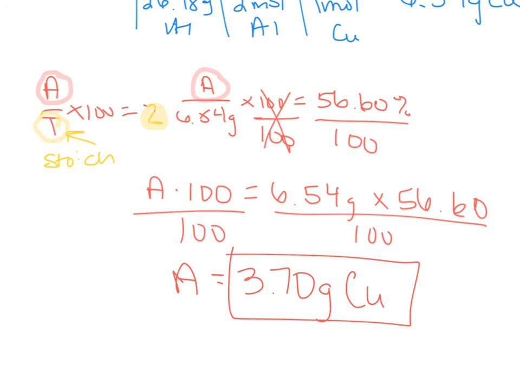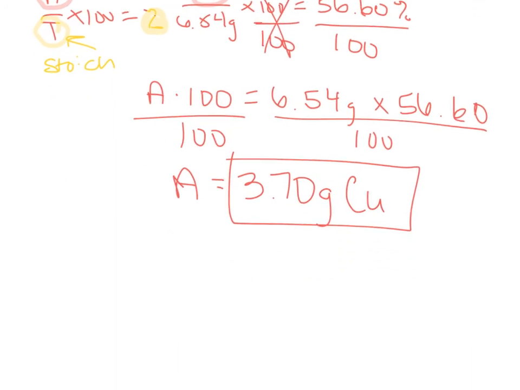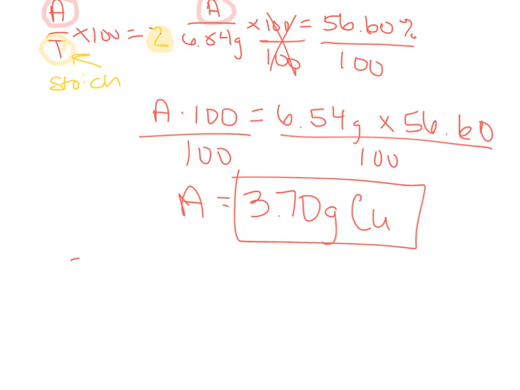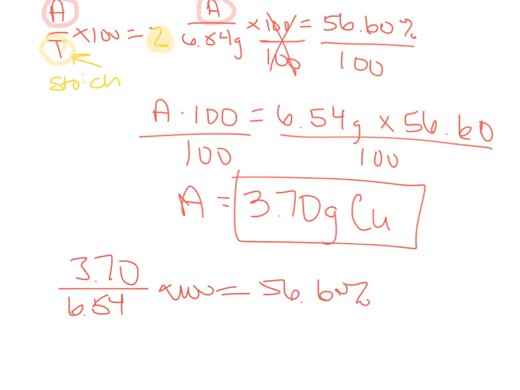You could always check your work by making sure that you took the actual divided by that theoretical times 100 and make sure that you got 56.6%. There's a way to double check your work.